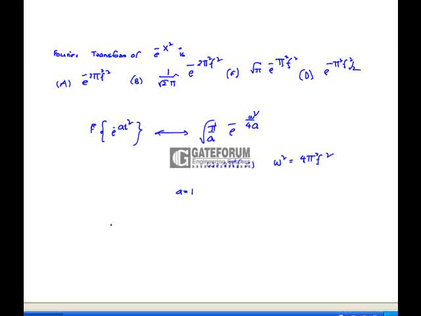So the Fourier transform of e power minus x square is equal to root pi e power minus 4 pi square f square by 4. So the option is root pi e power minus pi square f square, that is option C is correct.